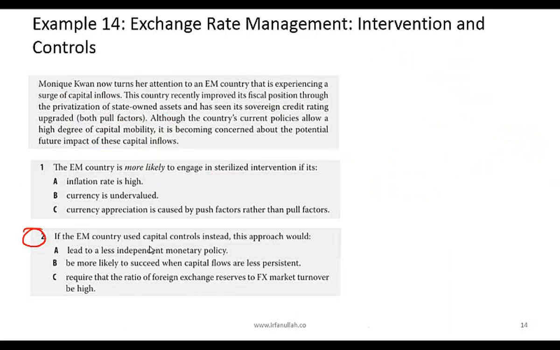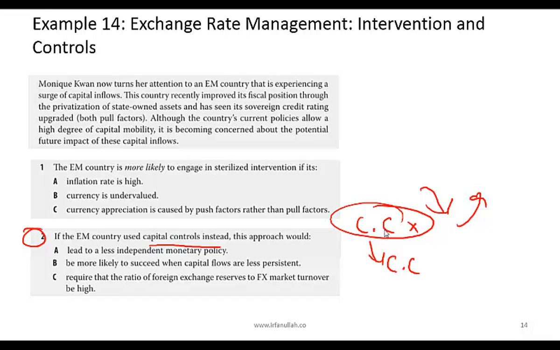If the country used capital controls instead, what would happen? And understand the context here. Initially, the capital controls do not exist, and we are thinking about moving towards capital controls. When there are no capital controls, then money flows in and out of the country very easily. And the central bank would have to employ monetary policy in order to respond to these capital flows in and out. So that limits the level of independence. If a country moves towards capital controls, then it will actually have more independence with regards to monetary policy. So this is an incorrect statement.